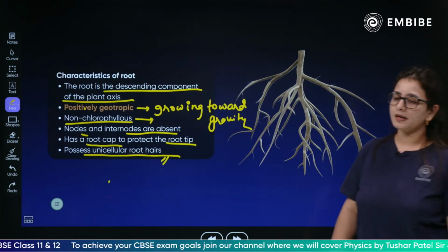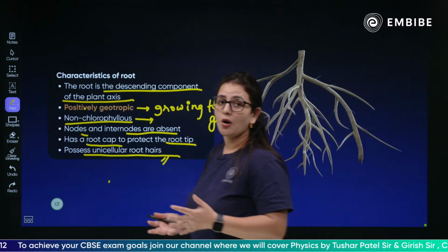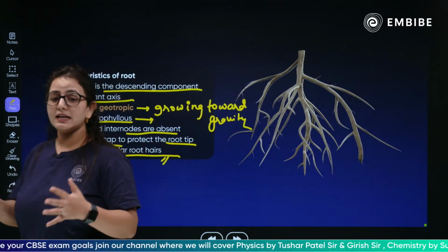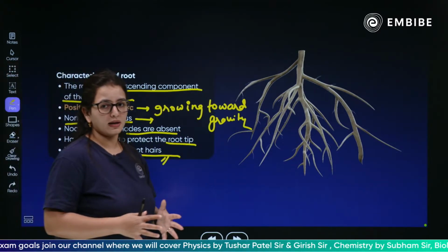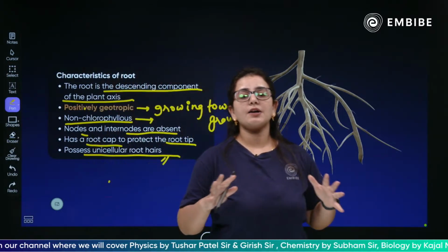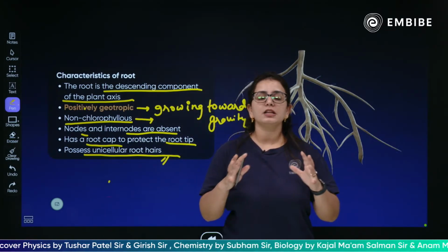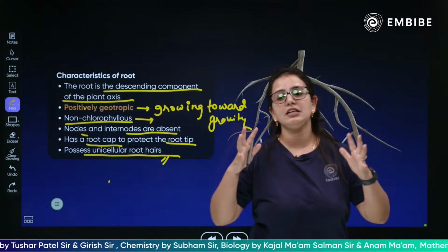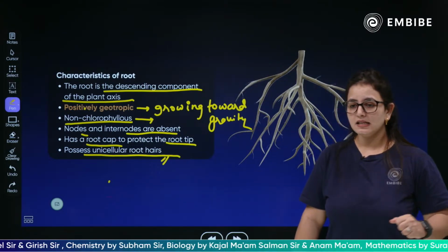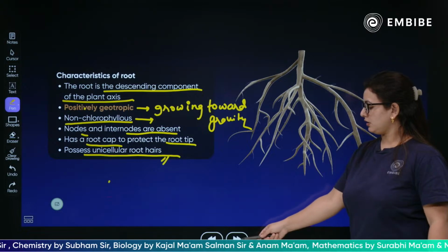Anything which you want me to repeat about the roots? The roots are descending components. Yes, they are basically very firmly attached to the soil. They are the part which is present below the soil, majorly responsible for absorbing the nutrients, the water, the dissolved compounds. Yes, so these are the few characteristics of the roots.